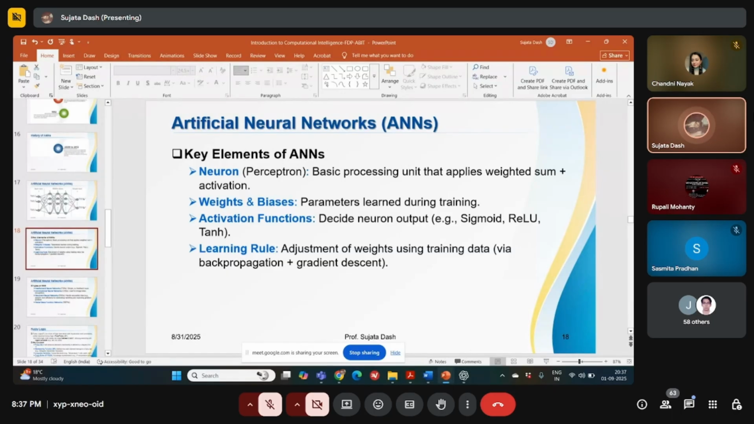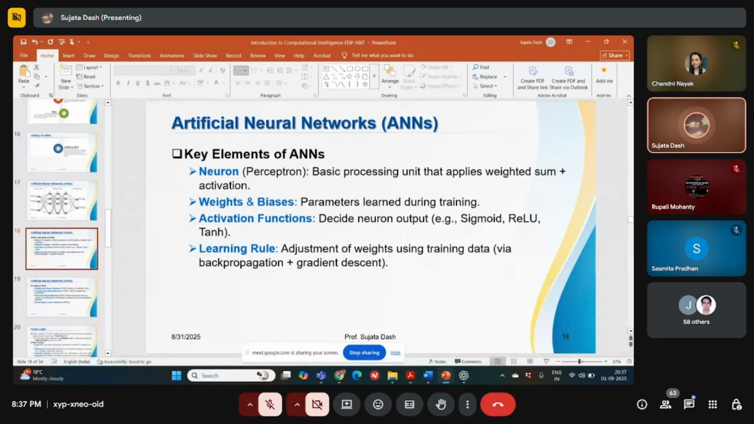Then activation functions, they decide the neuron's output. Maybe you can find sigmoid activation function, ReLU, TANH. There are many activation functions. Depending on your problem nature, you can choose any one of them.